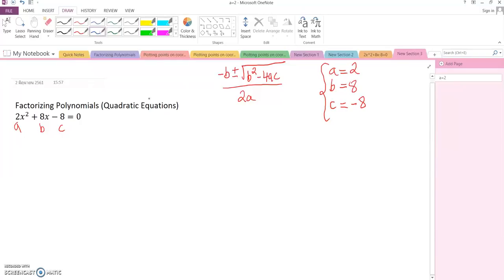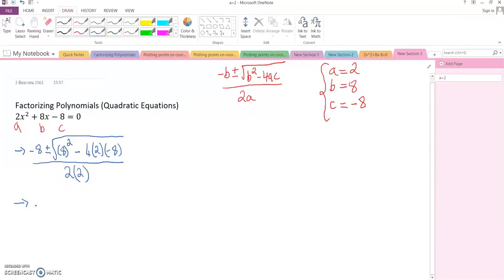We have negative b, which is negative 8, plus minus square root of b to the power of 2, so we have 8 to the power of 2 minus 4ac. So 4 multiplied by a, which is 2, and multiplied by c, which is negative 8, and all of this inside the square root. And all of this over 2a, which is 2 multiplied by the value of a, which is equal to 2.